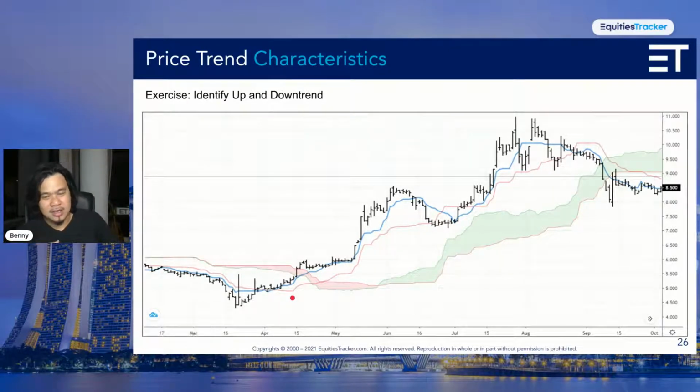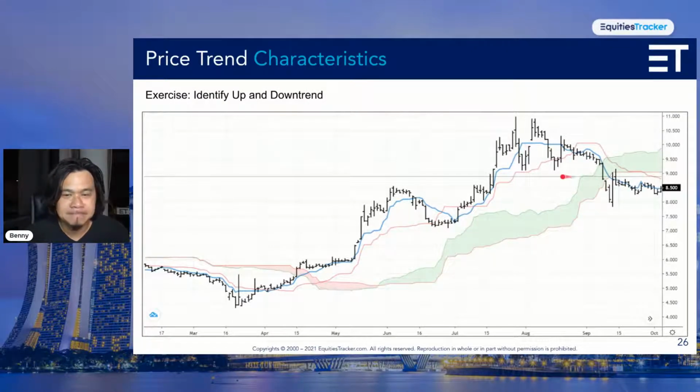So we don't need to look at the moving average, because even with a moving average, sometimes the price can cross the moving average and cause whipsaws. But if you use the Ichimoku cloud, you'll notice that the cloud gives the price a lot of room to move. So even if the price goes sideways like this, it is still considered an uptrend because it's still above the cloud. But the moment the price goes below the cloud, that means it's over.